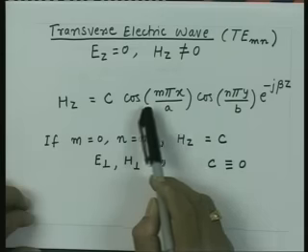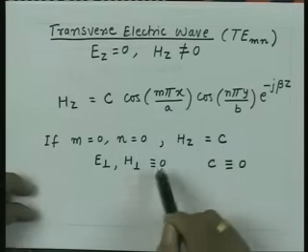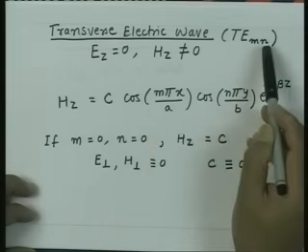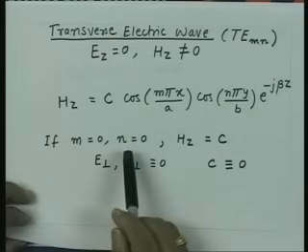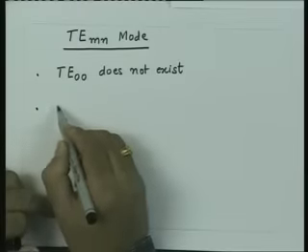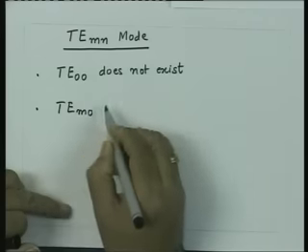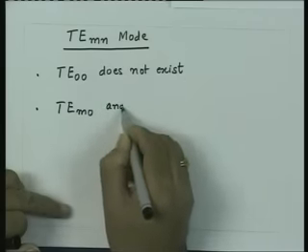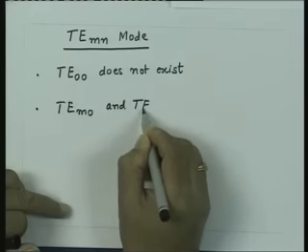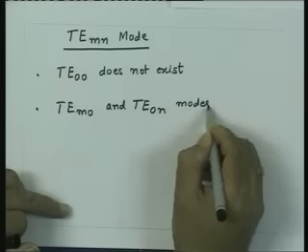That means TE M0 modes can exist, similarly TE0N mode also can exist. So, in this case we have the important conclusion that the TE M0 and TE0N modes exist.